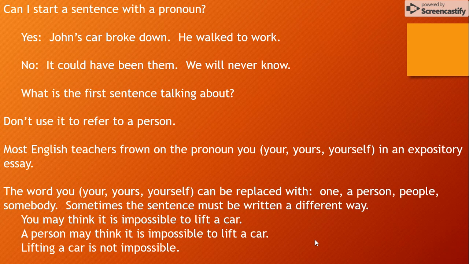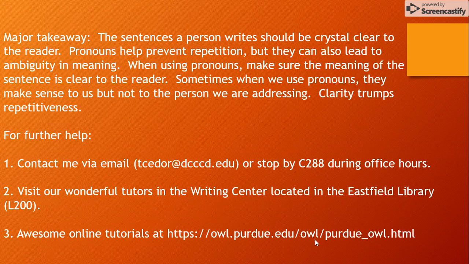So if you've got a sentence that says something like, you may think it's impossible to lift a car, your teacher's going to take off points for writing in the second person. An easy way to rewrite that sentence is, a person may think it's impossible to lift a car. And again, sometimes you may just have to come up with a completely different way to say what it is you're trying to say.